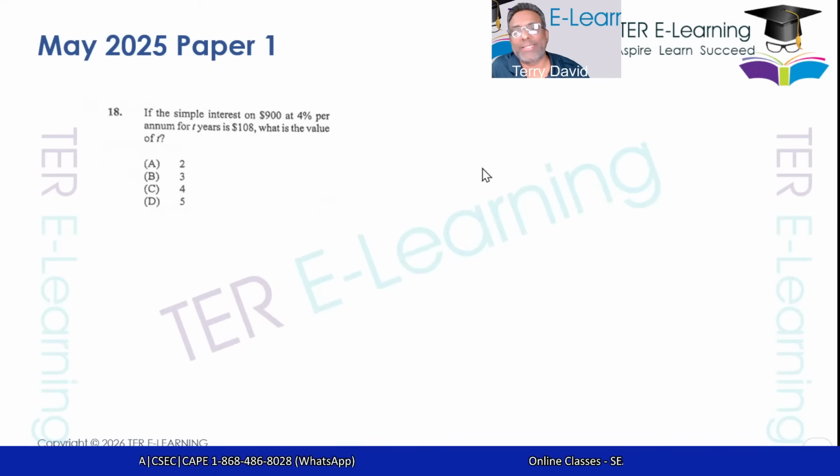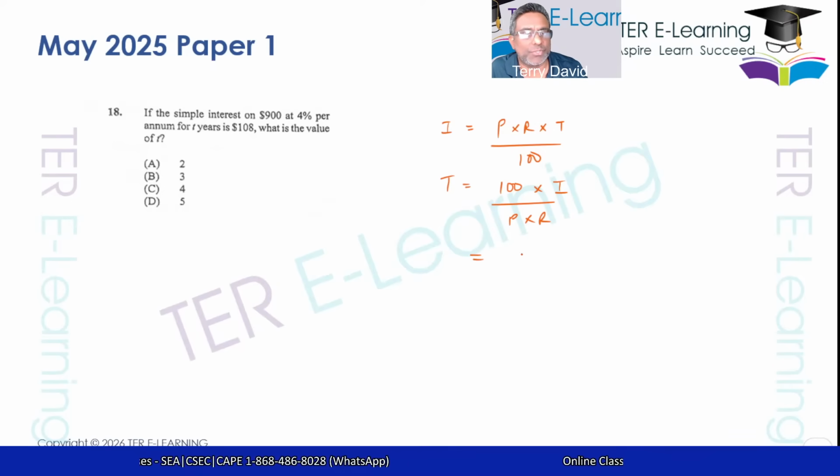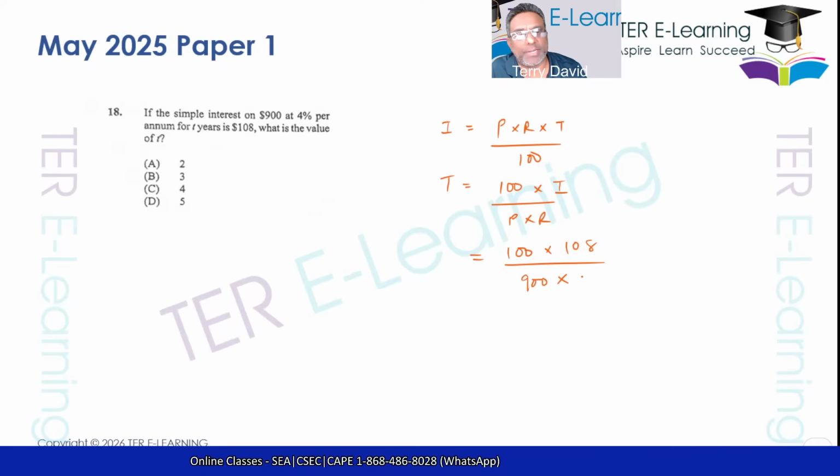All right. Question 18. The simple interest on 900 at 4% per annum is 108. What's the value of T? So first of all, simple interest is equal to principal by rate by time over 100. So you want to get T. If I rearrange this formula, your time is simply going to be 100 multiplied by your interest all over principal by rate. So this is going to be 100 multiplied by the interest, which was 108, all over the principal, which is 900 multiplied by 4.